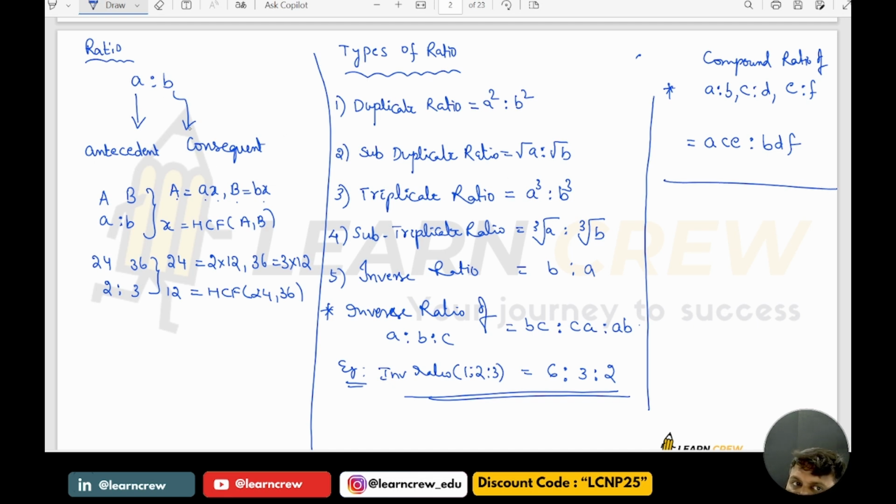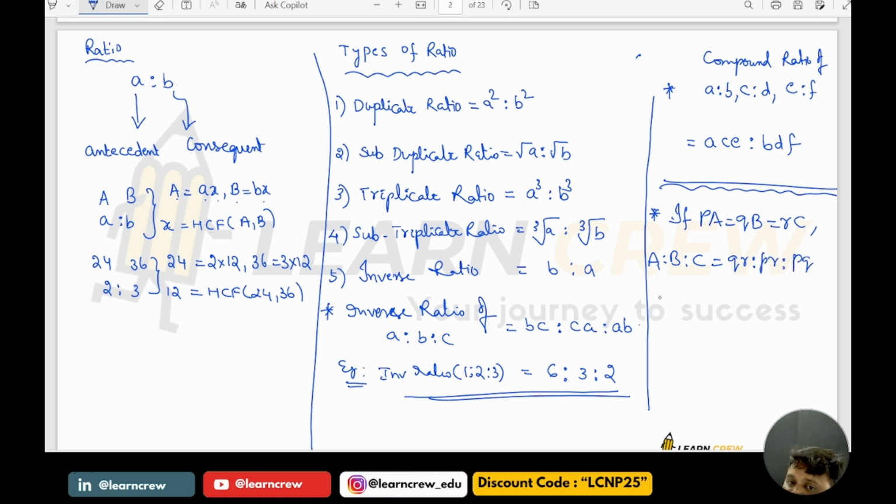Ratio definition, and what is antecedent, what is consequent, and different types of ratio. Now see a small application, one more small application. If PA is equal to QB is equal to RC, that is, P times A, Q times B, R times C are equal, then what is the ratio of A, B and C? It would be QR is to PR is to PQ.